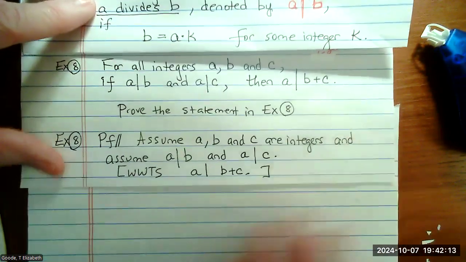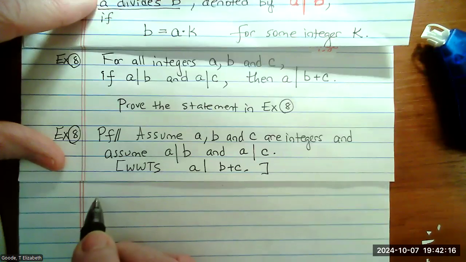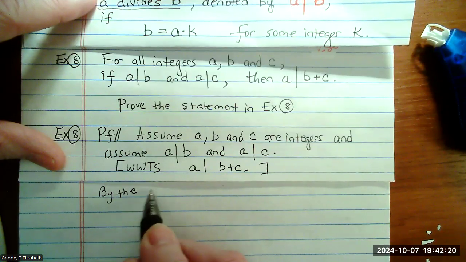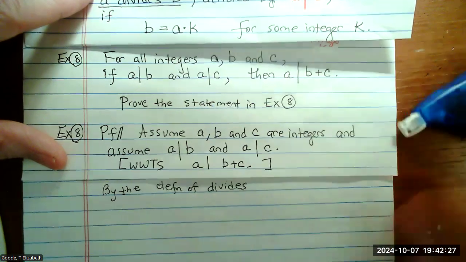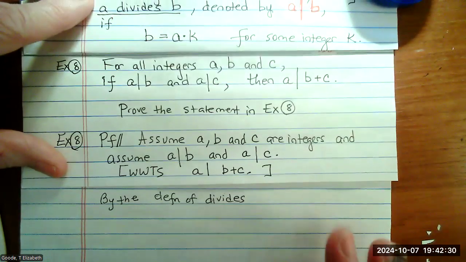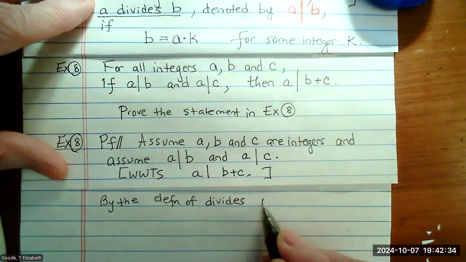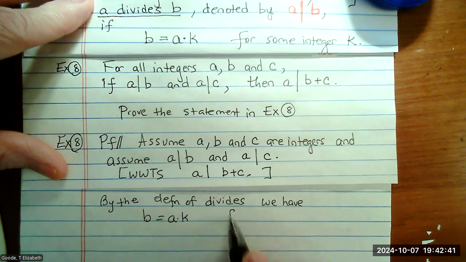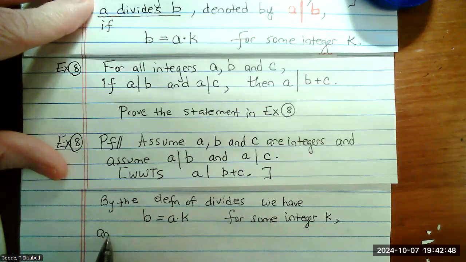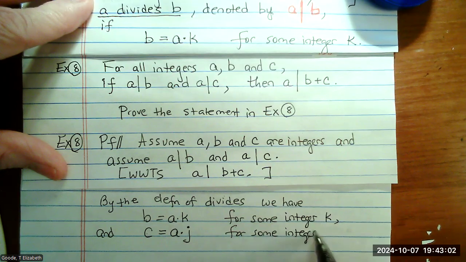Let's keep the definition of divides right in front of us. By the definition of divides, we've got that A divides B. So we have that B is equal to A times K for some integer K. And we also have that A divides C. So C is equal to A times, and again, we don't know that B and C are the same numbers, so let's say J for some integer J.